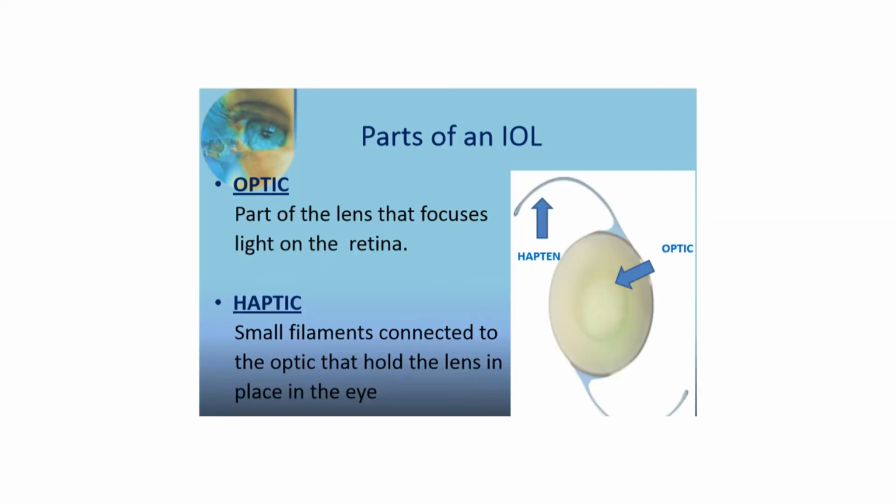Parts of the IOL. There are two parts of the IOL as shown in the picture. You can see there's the optic and the haptic. The optic is the part of the lens that focuses light on the retina. Haptics are small filaments connected to the optic that hold the lens in place in the eye.